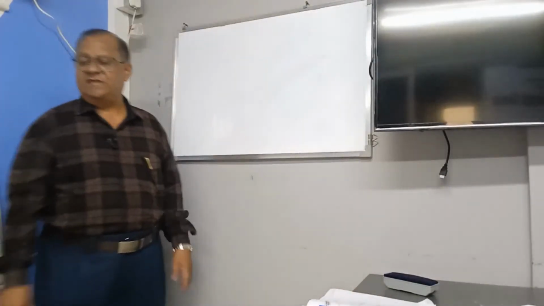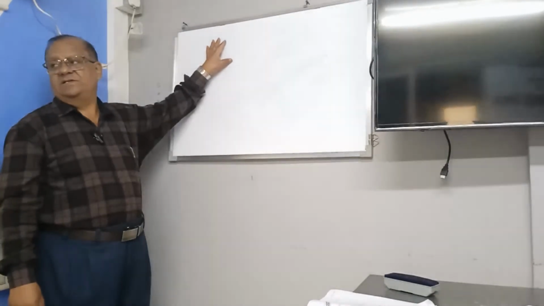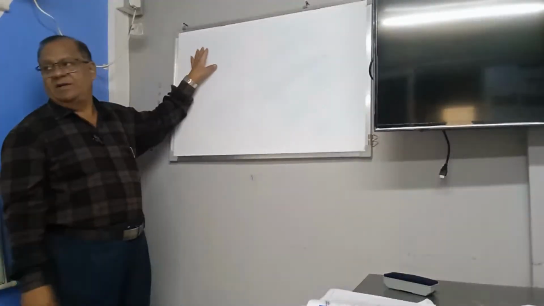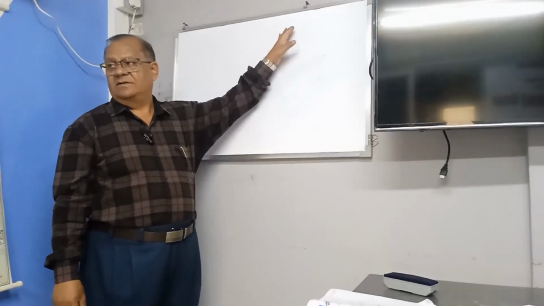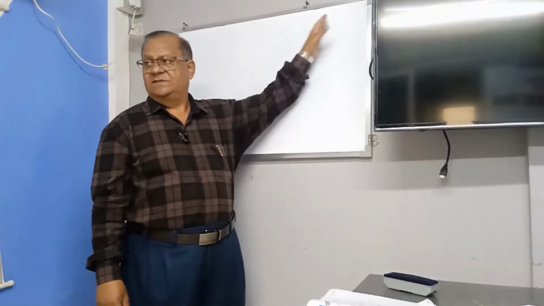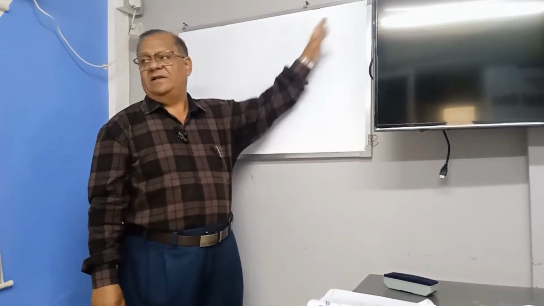Then first you have to prepare the statement showing changes in working capital. How to prepare it? We write on the top, statement showing changes in working capital. First will be the particulars column. Then they will give you previous year and current year. And changes in working capital, increase or decrease.